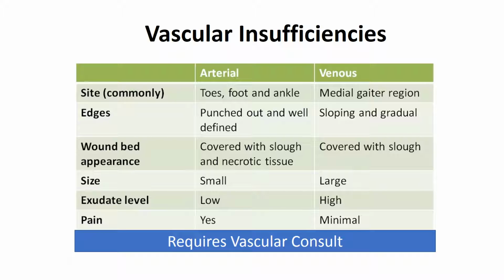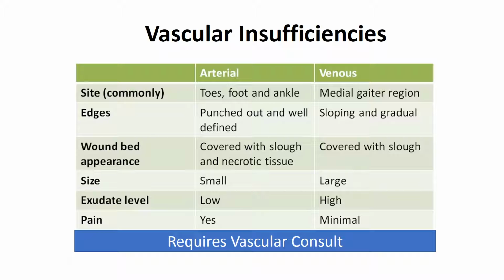This chart shows vascular insufficiencies and some of the differences between arterial and venous. Usually our arterial ulcers are closer to the toes, the foot, or the ankle, and then the venous ulcers are kind of in the medial gaiter region, like around the calf. The edges of the arterial ulcer are punched out and well defined. It almost looks like a cookie cutter punched out area, where the venous are sloping and gradual.